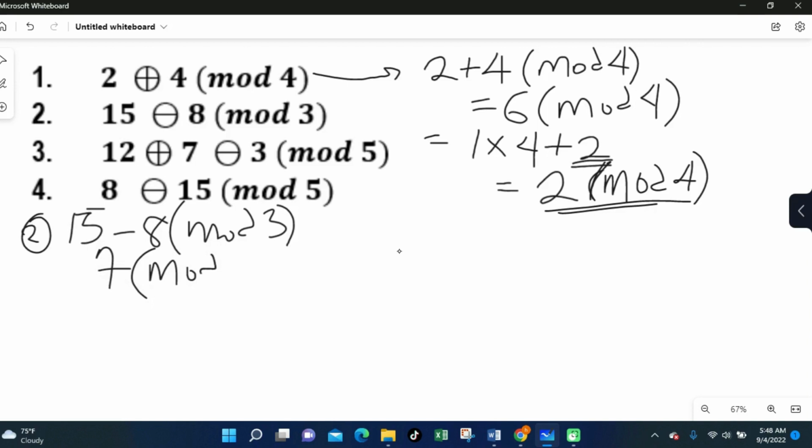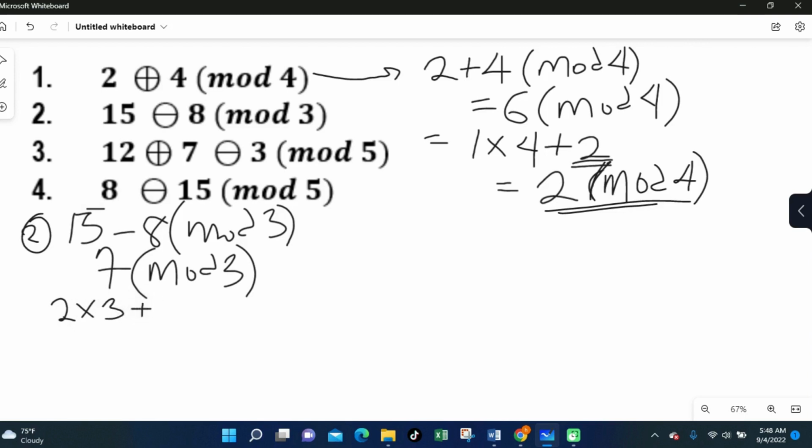Now we want to break 7 in such a way that we will find out a remainder. Now 2 times 3 will give us 6. So 2 times 3 will give us 6.